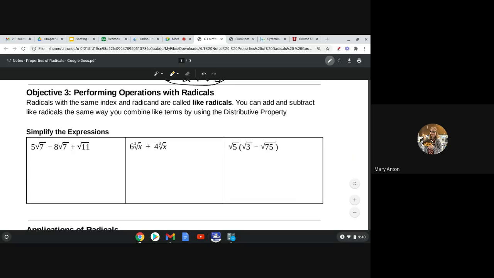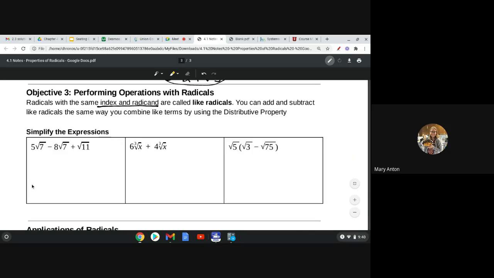Operations. I think you'll like these. All right, y'all. Radicals with the same index and radicand. These are words. Index means, is it a square root? Is it a cube root? And the radicand is just the number under the square root. So for example, this 5 root 7 and this 8 root 7: since they're both square roots and they're both 7, those are called like terms.